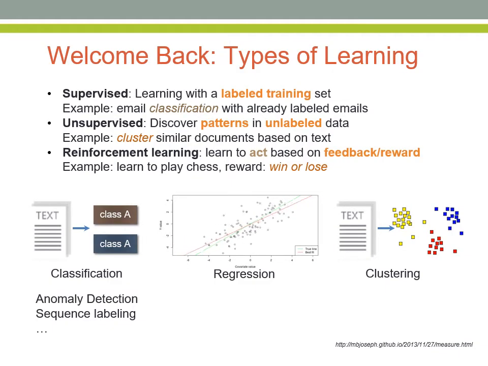In our course, we've already encountered various types of learning. We've seen supervised learning with classification and regression, in which we learn with a labeled training set. We have seen unsupervised learning with clustering, in which our algorithm discovers patterns in unlabeled data. We've also seen, in our first exploration of neural networks, reinforcement learning, in which our algorithm learns to act based on a feedback and reward loop, or in our case, a feed-forward and back propagation loop.